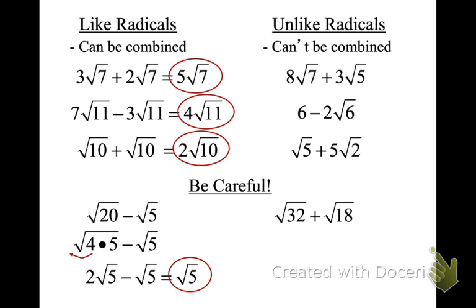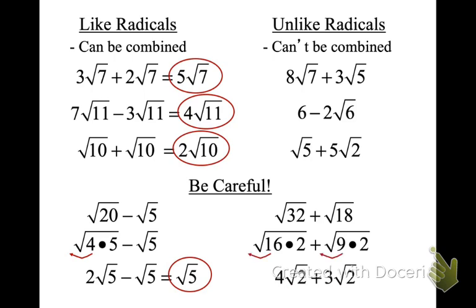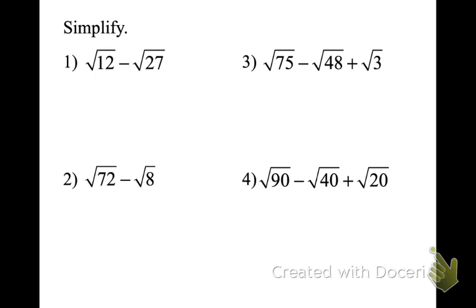Let's pull out our perfect squares. 32 is made up of 16 and 2. And 18 is 9 and 2. So I have 4 rad 2 plus 3 rad 2. That makes 7 rad 2s, since they're like terms. So that's basically what we're going to do. We're going to break down our radicals, and then if they're like terms, we can add or subtract them. So I'll do one more with you.